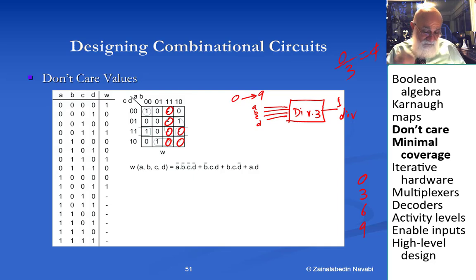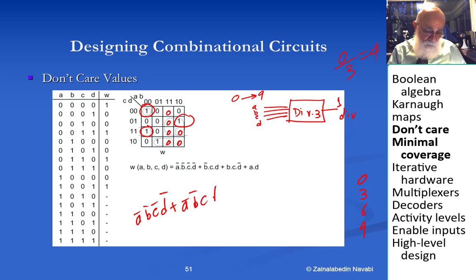If I put all zeros and I were to map this, I would map this just by itself. I would map this just by itself. Let me show my zeros a little bit smaller so that they don't get confused with the maps there. And I map this just by itself. What would this come out to? This becomes A bar, B bar, C bar, D bar, ORed with A bar, B bar, C, D, ORed with A, B bar, C bar, D.